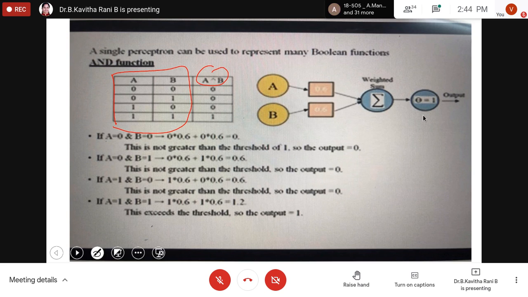So here you have two variables A and B as input, and you are giving the weights as 0.6 and 0.6. What is your first instance? 0 and 0, the first row, A value 0 and B value 0. So what will happen? 0 into 0.6 plus 0 into 0.6 is 0. The predicted one and expected one are correct.